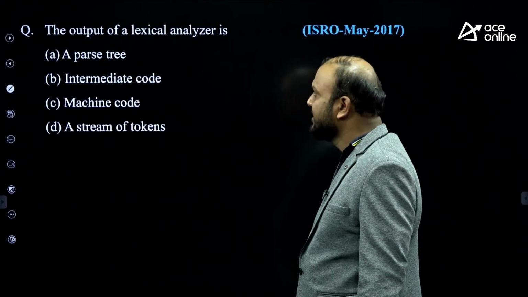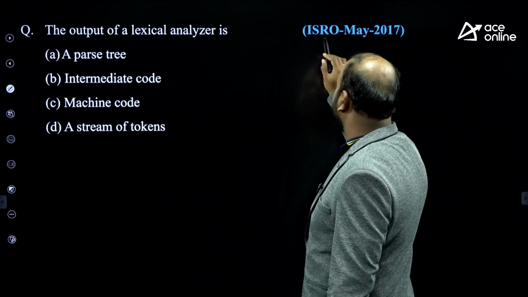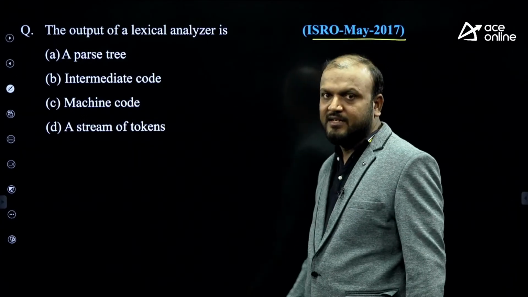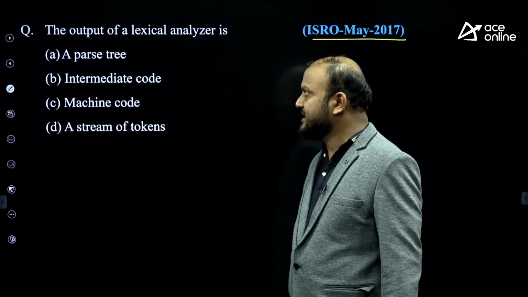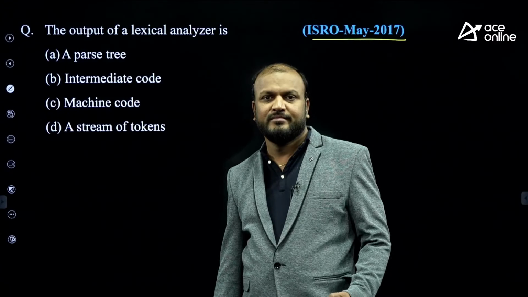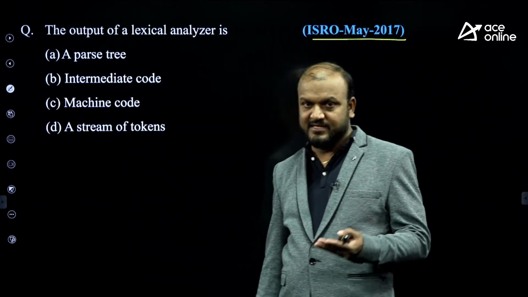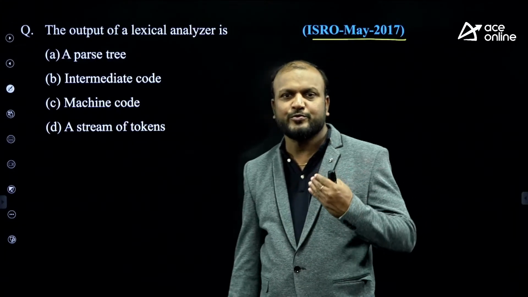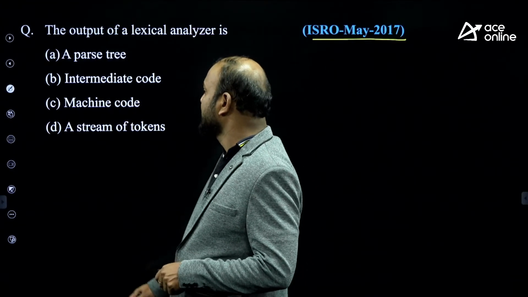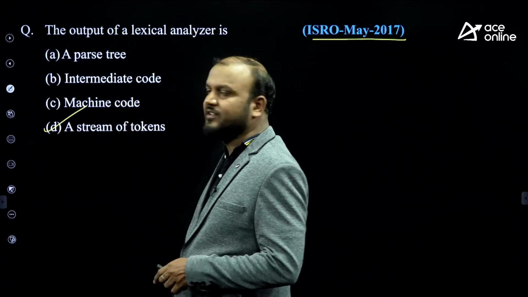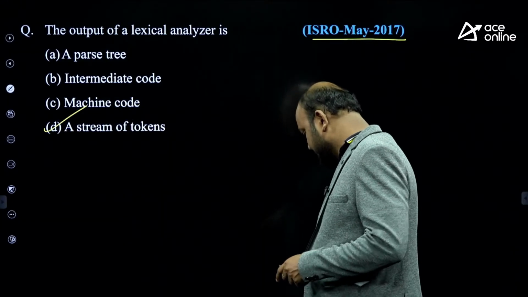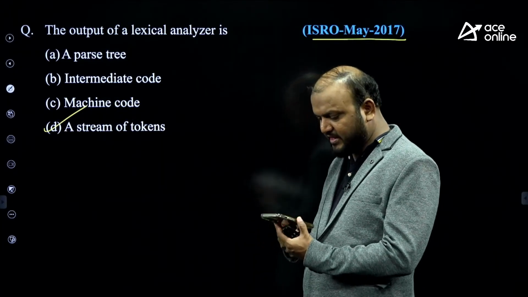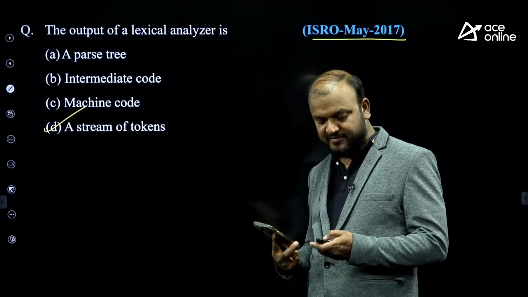Right? Now, the output of the lexical analyzer, 2017. What is the output of the lexical analyzer? What will the lexical analyzer do? Because in a compiler we have 6 phases. The lexical analyzer, the first phase, takes a source program as input and outputs a sequence of tokens. We call it a stream of tokens. Correct? The output is a stream of tokens. Very good, Durga Prasad. Keep going.